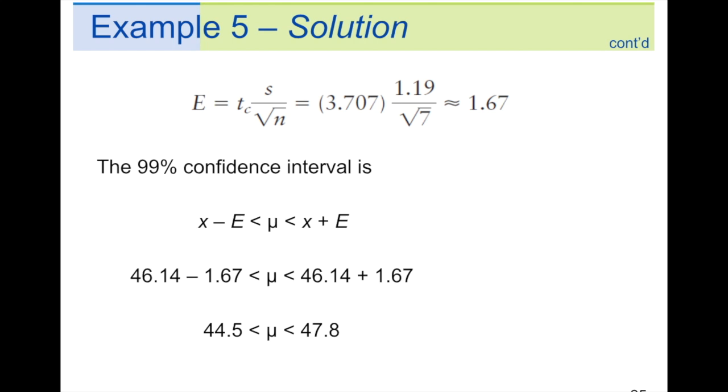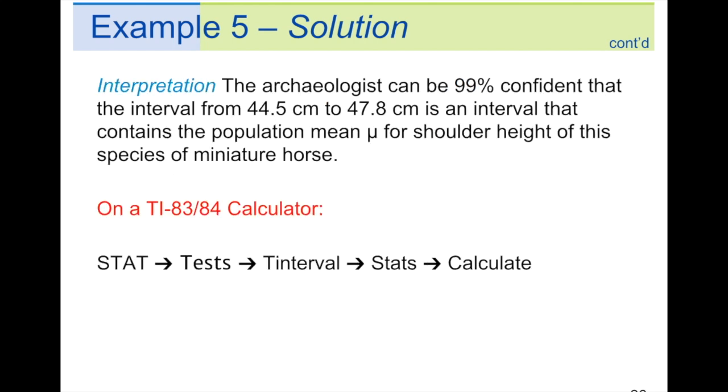The 99% confidence interval is mu is between x bar minus e and x bar plus e, so 46.14 minus 1.67, and 46.14 plus 1.67, so mu is between 44.5 and 47.8. The archaeologist can be 99% confident that the interval from 44.5 centimeters to 47.8 centimeters is an interval that contains the population mean mu for shoulder height of this species of miniature horse.